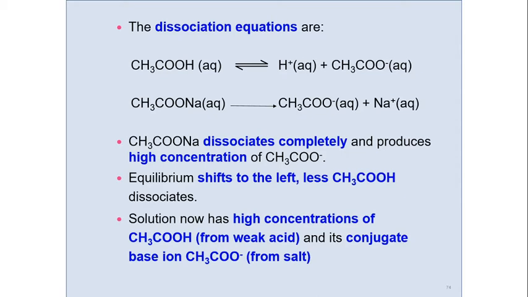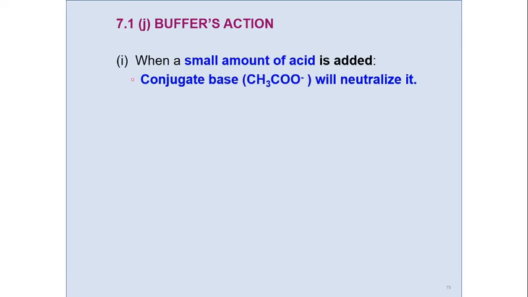Apa jadi bila tambah acid ataupun tambah base? When a small amount of acid is added, conjugate base, in this case CH3COO-, will react to neutralize the acid. Conjugate base akan bertindak balas untuk neutralkan balik asid yang kita tambah tadi. So, apa yang berlaku? CH3COO- akan bertindak balas dengan asid iaitu H3O+ dan akan menghasilkan CH3COOH dan juga water.